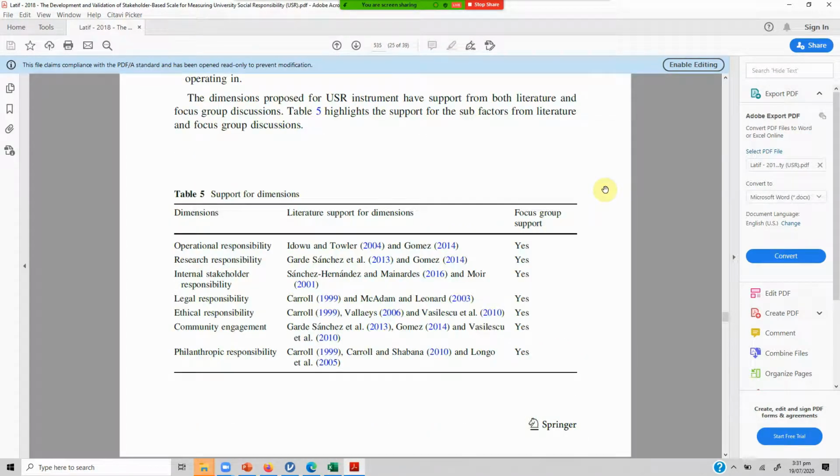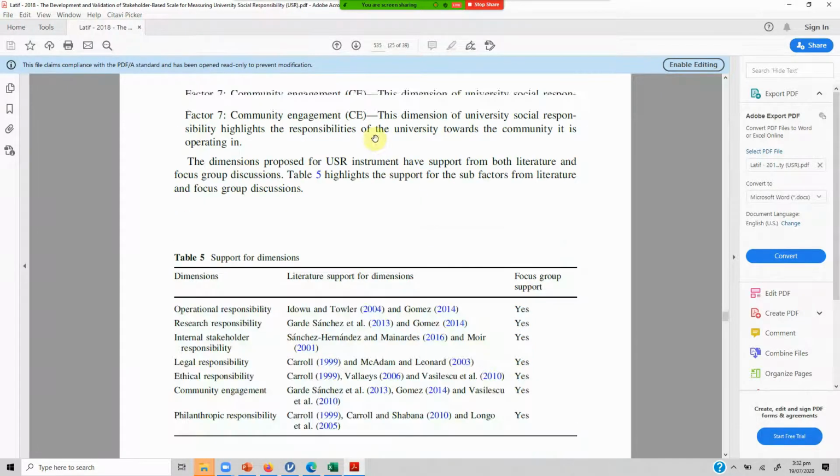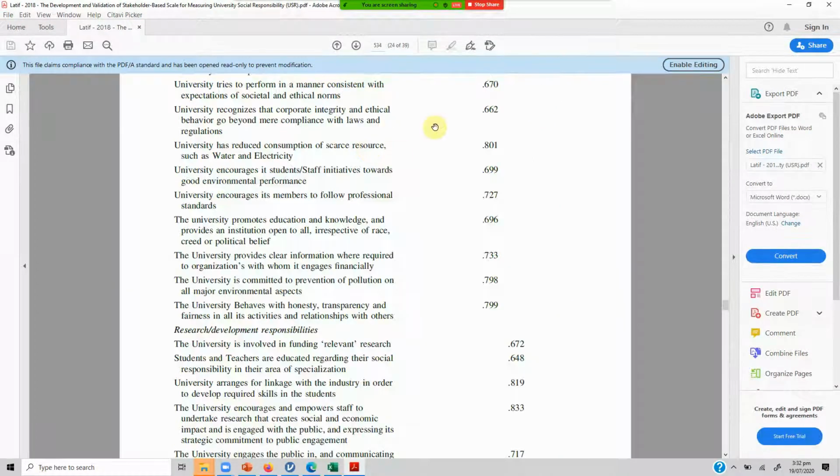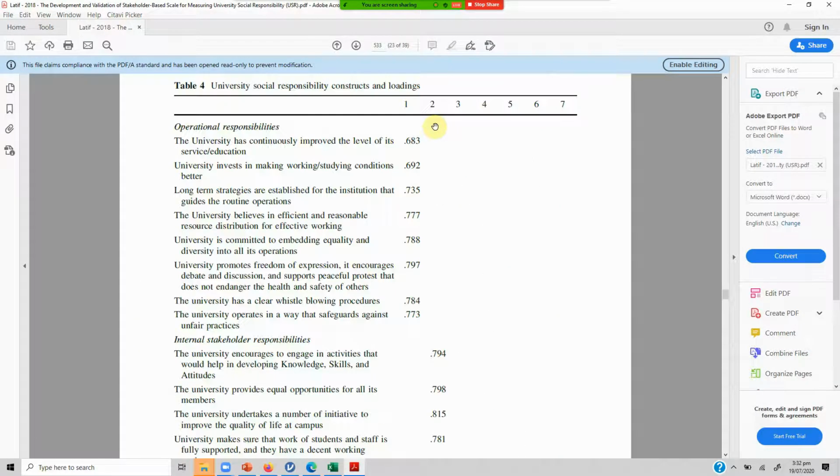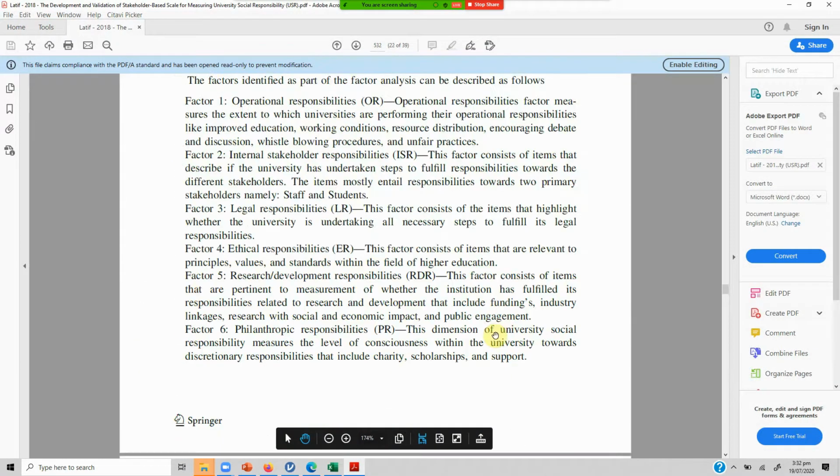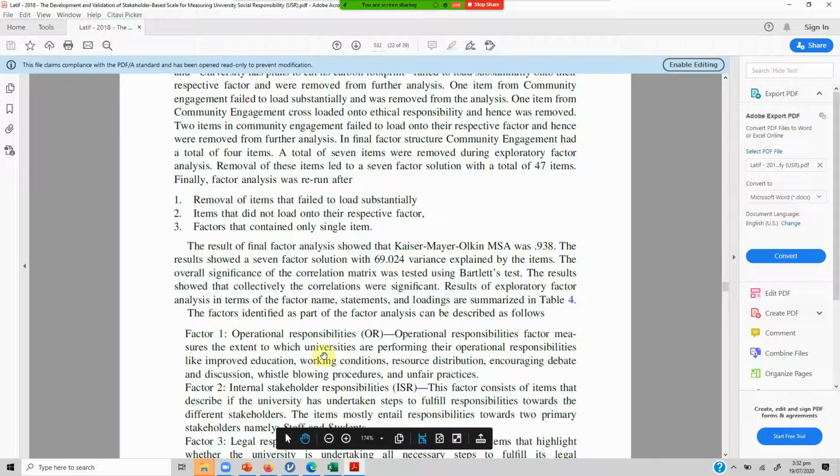So I'll be sharing all this paper. These dimensions were identified. These seven dimensions, and I also got support from the literature that different researchers have talked about these dimensions. These were the items. These are the exploratory factor analysis results. These items are defined here.